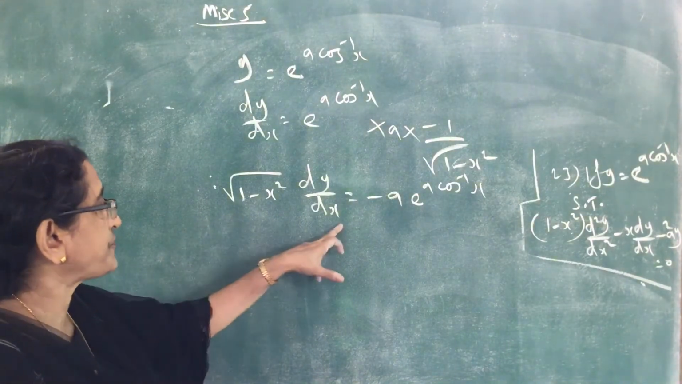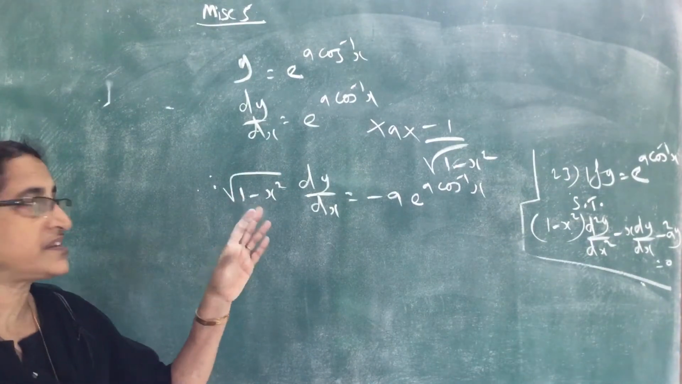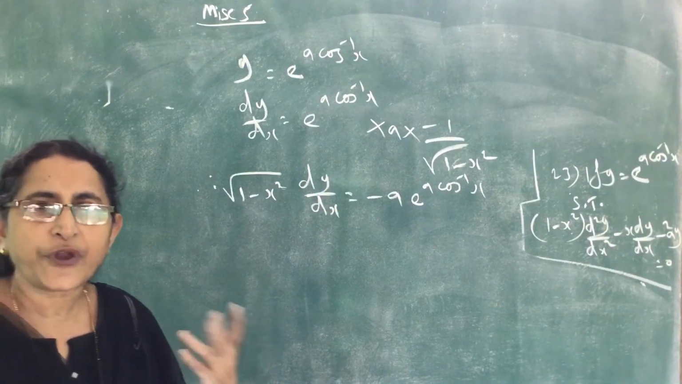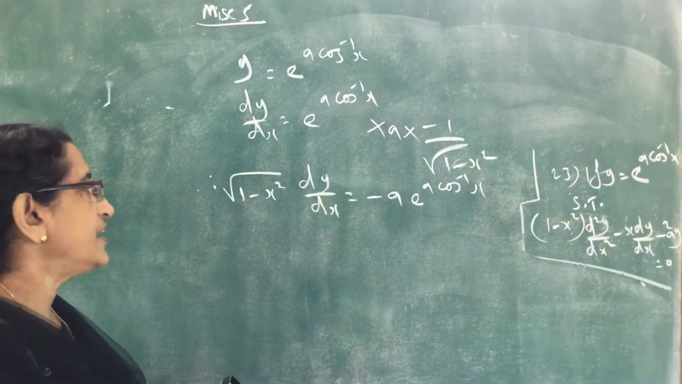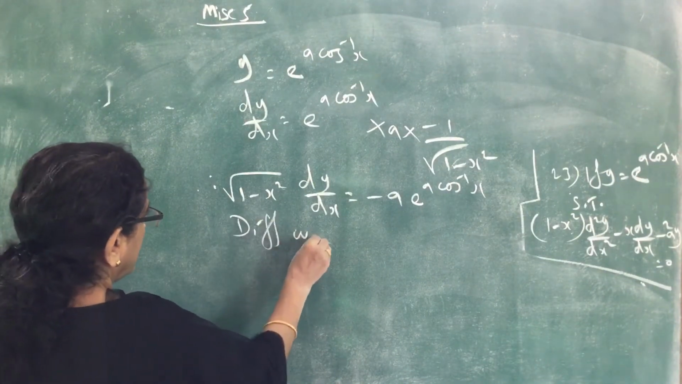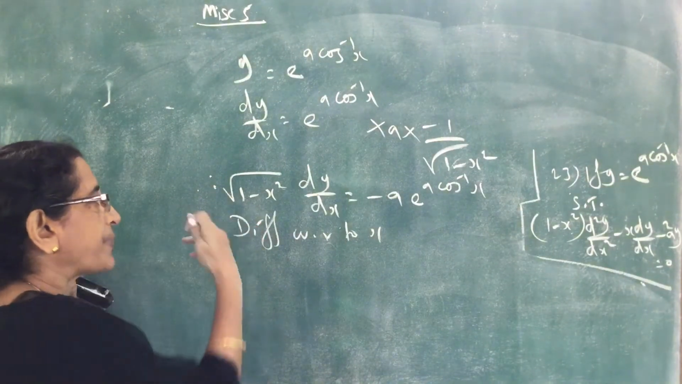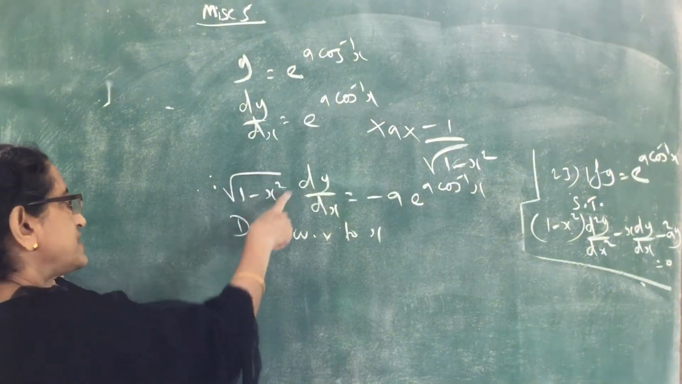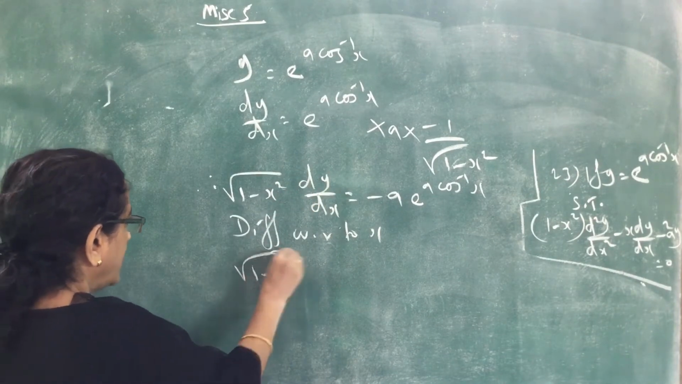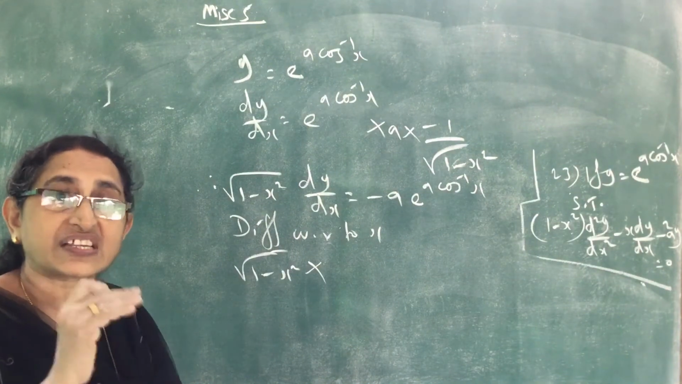So differentiate the left side. There is only one term on the left side, and this is a product form: root of 1 minus x square into dy by dx. So we have to apply the product rule on the left side. What we are doing is differentiating with respect to x, both sides. So on the left side, apply the product rule. This is the first function, this is the second function. So first function into the derivative of dy by dx.